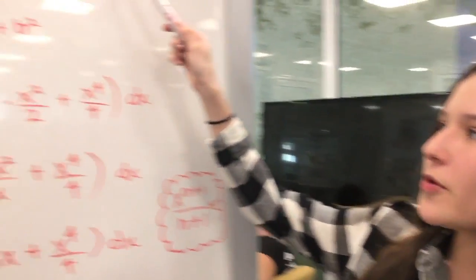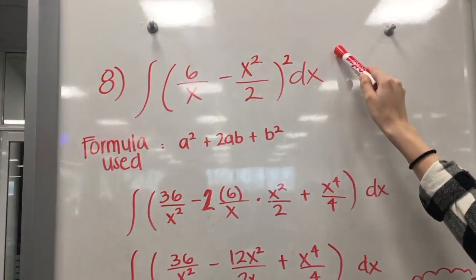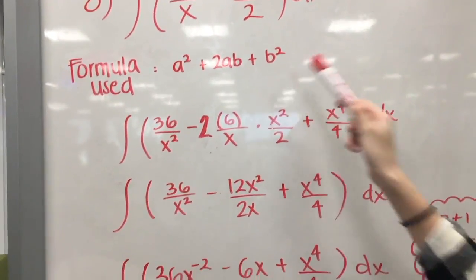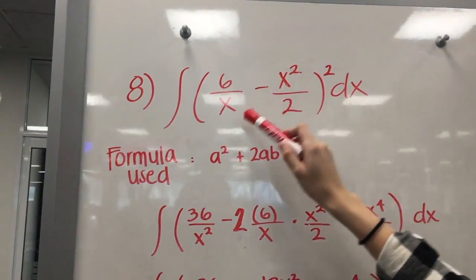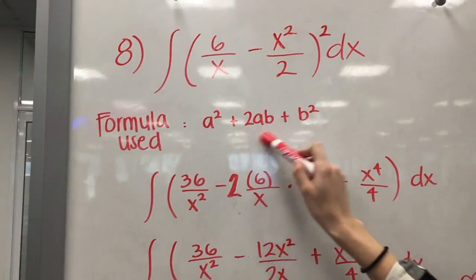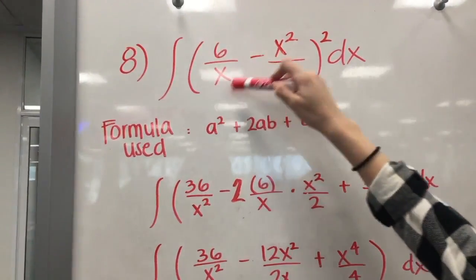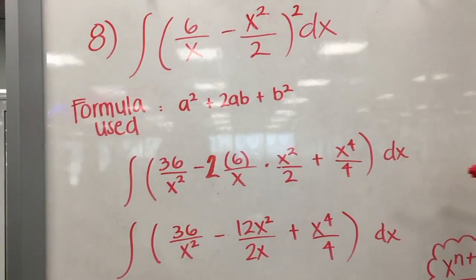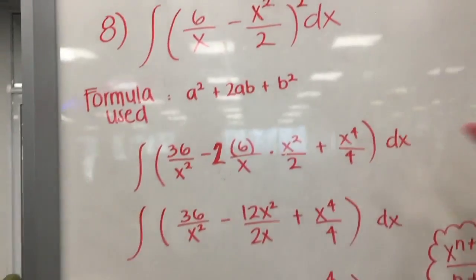Going to solve the problem number 8. So as you can see, we have the equation raised to the second power. And we use this formula, a squared plus 2ab plus b squared. Then we did the multiplication of 6 to the second power, x to the second power, minus 2ab, which is minus 2, times a, which is 6 over x, times x to the second power over 2, plus b squared, which is x to the fourth power over 4.